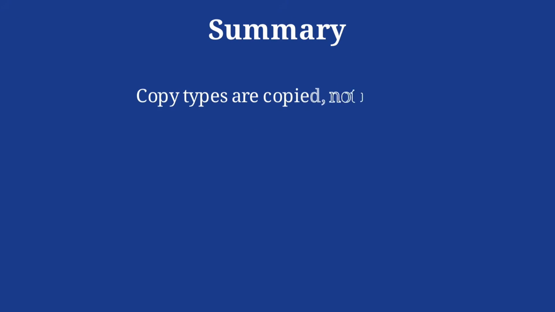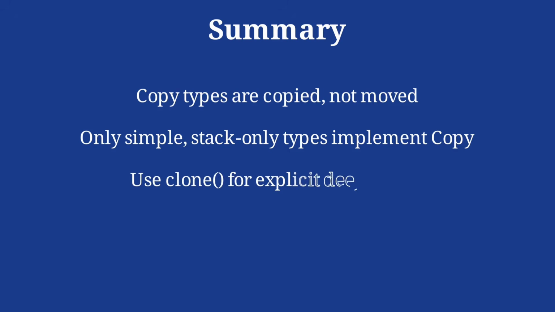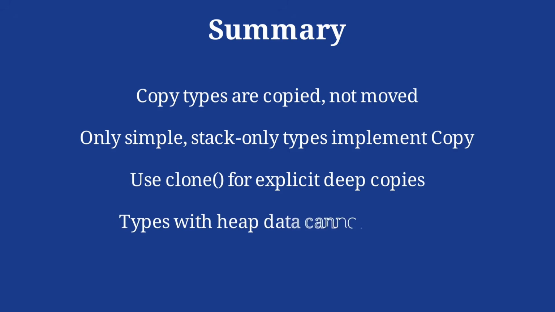Let's bring it all together. Copy types are copied, not moved. This only happens for simple types that live entirely on the stack. When you need an explicit deep copy of heap data, use the clone method. And remember, types that manage heap resources cannot be Copy because they need cleanup logic. Understanding Copy types is essential for writing idiomatic Rust. It explains why some operations feel effortless while others require more thought.